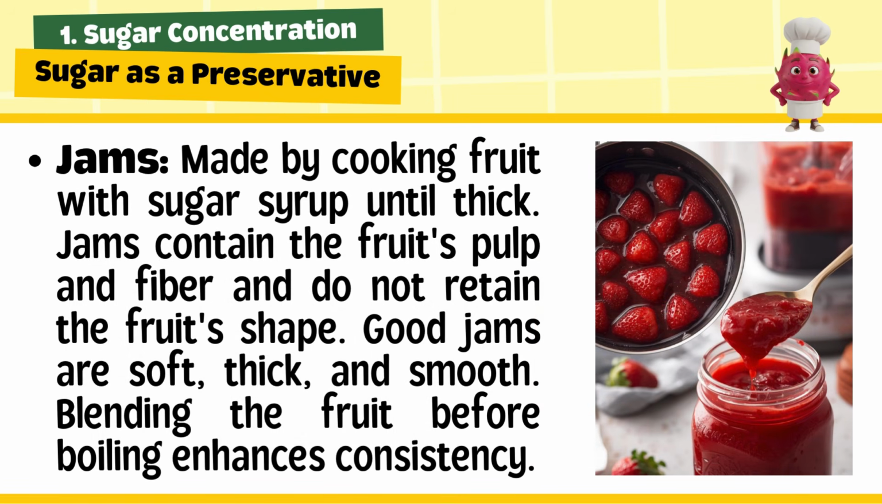Jam is the chunky and pulpy one. It's made by cooking whole or crushed fruits with sugar. How it looks: it's not clear like jelly. Instead, you can see and feel the tiny bits of fruit pulp and fiber throughout. How it's made: the entire fruit, or crushed fruit, is cooked with sugar until it becomes thick and spreadable.